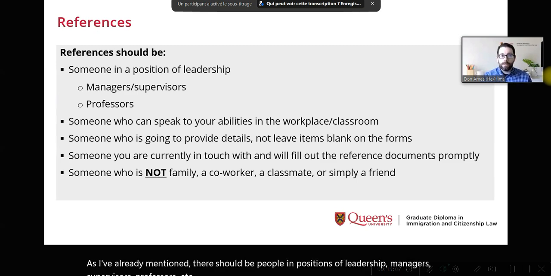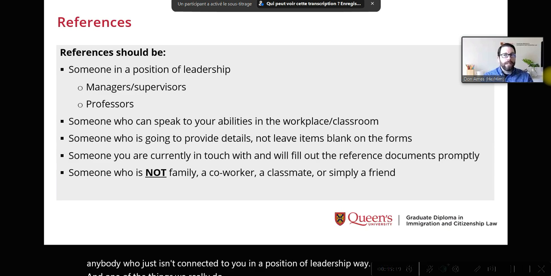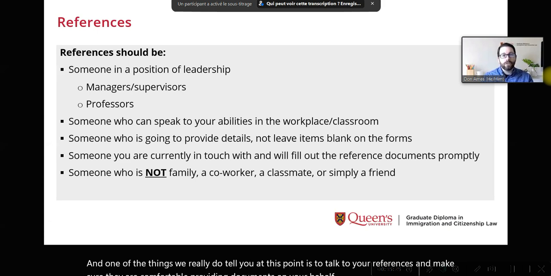They should not be family members, friends, coworkers, classmates, anybody who just isn't connected to you in a position of leadership way. And one of the things we really do tell you at this point is to talk to your references and make sure they are comfortable providing documents on your behalf. Nothing reference-wise comes directly from the applicant.